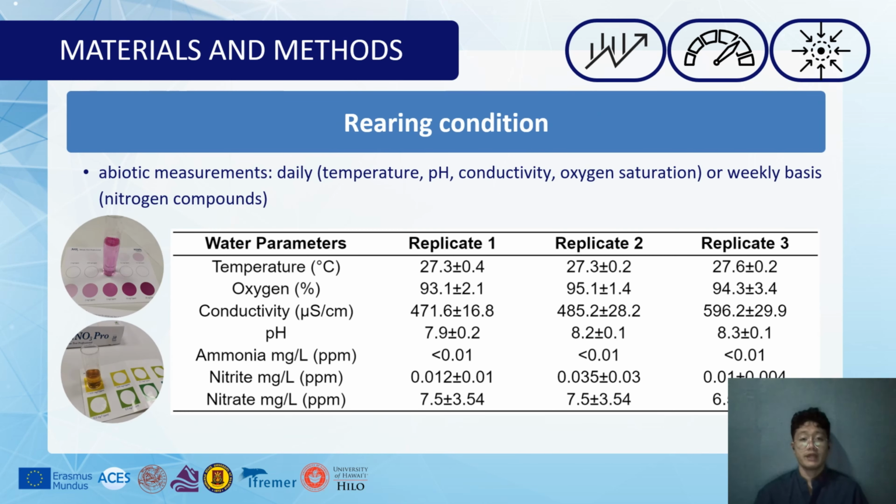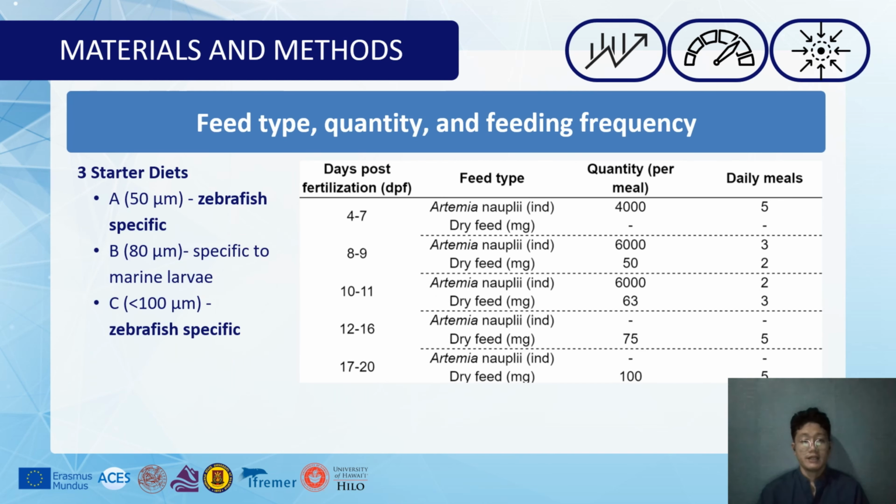In terms of rearing conditions, temperature, pH, conductivity, and oxygen saturation were checked daily, while the nutrient compounds such as ammonia and nitrate were checked on a weekly basis. In this study, three commercial starter diets were used, and they are coded as A, B, and C for confidentiality. A and C are both zebrafish specific with different sizes, while B is specific to marine larvae.